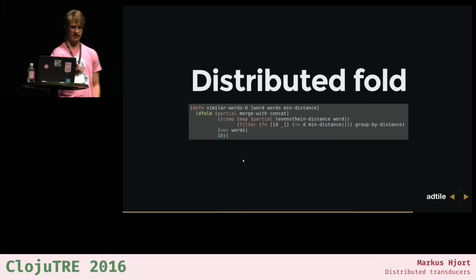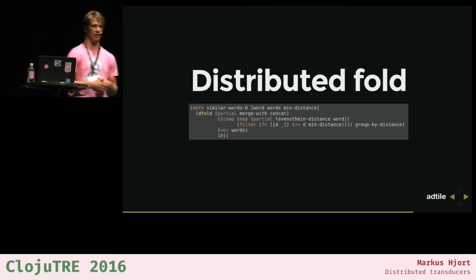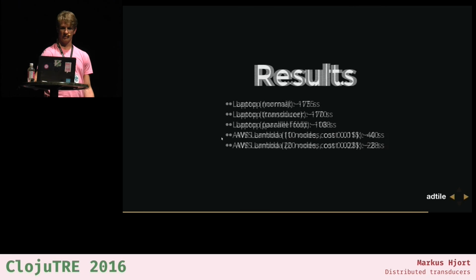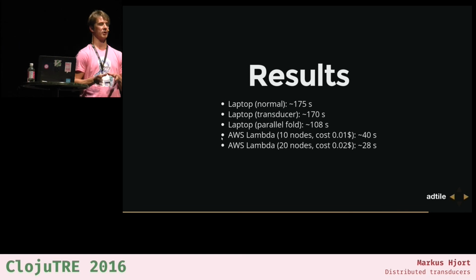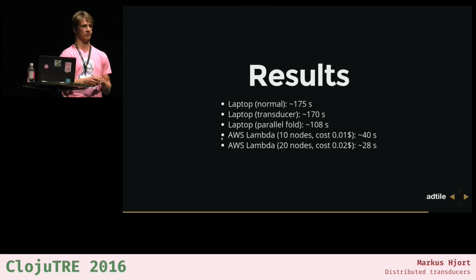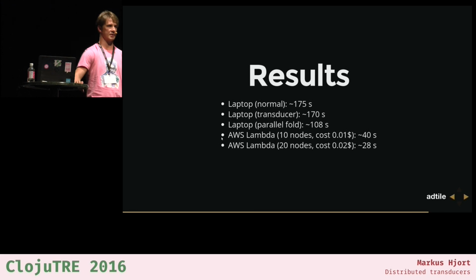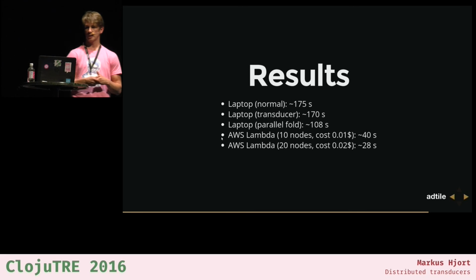Now this is the last version of the example, distributed fold. The only difference here is that we specify how many nodes we want to use, for example, in this case, 10 nodes. And if you look at the results, with Amazon Lambda with 10 nodes, it's only 40 seconds to calculate this. And with 20 nodes, it's about 28 seconds. I tried with more nodes, but it doesn't improve the performance anymore, probably because there's quite a lot of hassle in orchestrating from one laptop tens of machines running in the cloud.